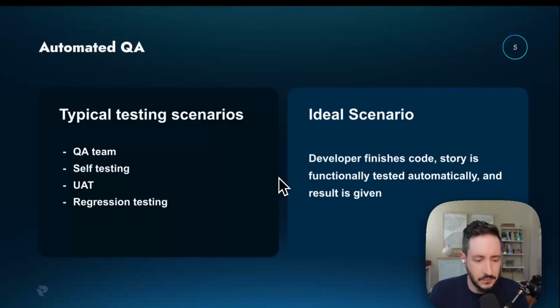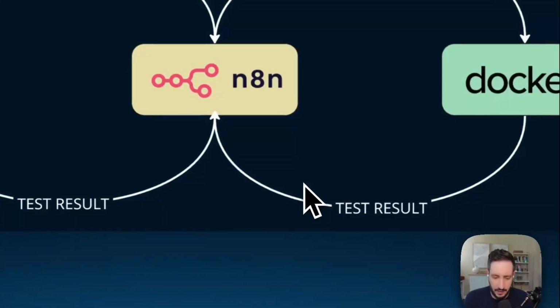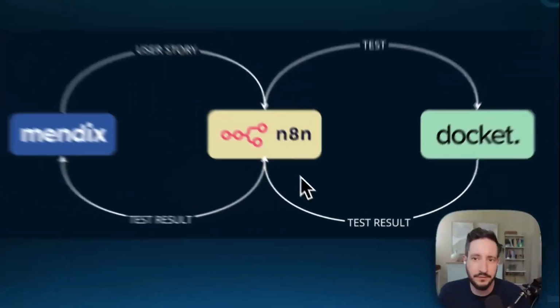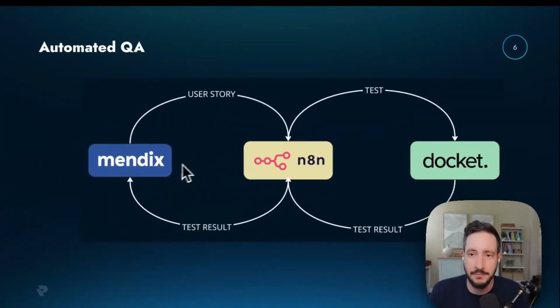So let's get into this. This is what I have. This is what I've set up for the pipeline. I'll show you all of this in detail in a second, but at a high level, we're grabbing the user stories from Mendix. We're using n8n.